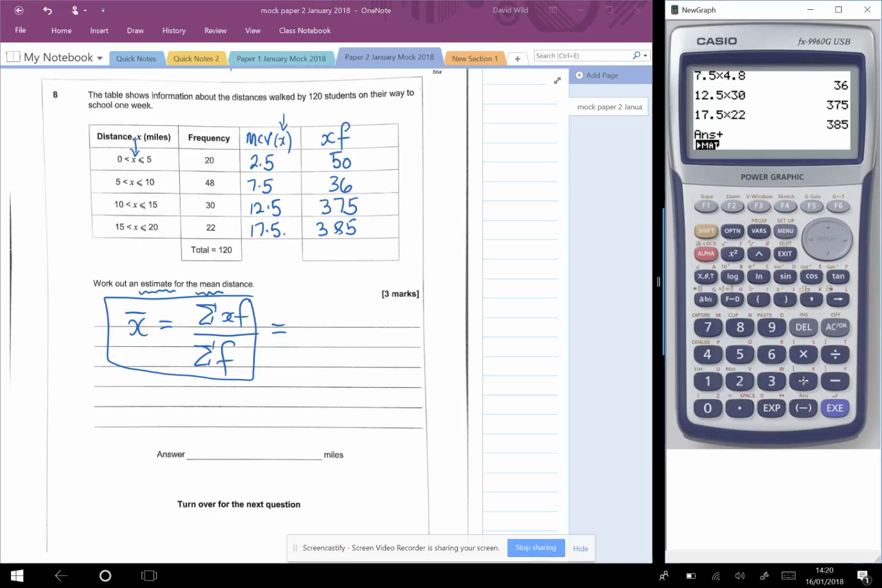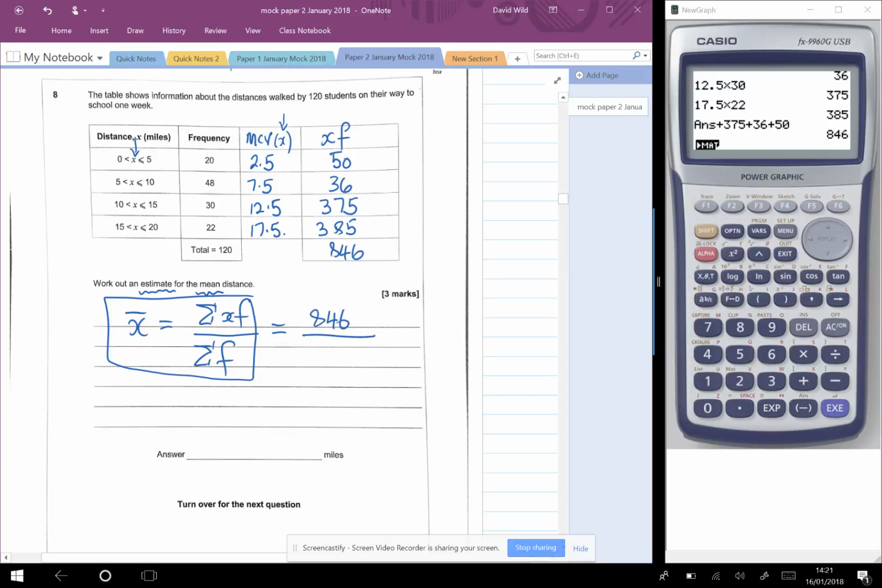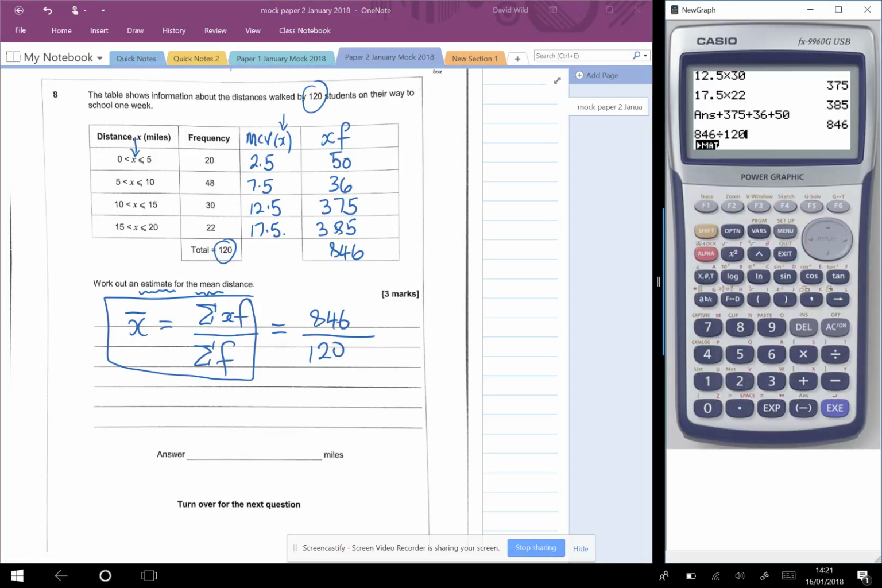So that's 385 plus 375 plus 36 plus 50. That's 846. Divided by the sum of f. They tell us what that is. It's 120, which is there. Okay, so we've got 846 divided by 120. If you want it as a decimal, it's 7.05 miles.